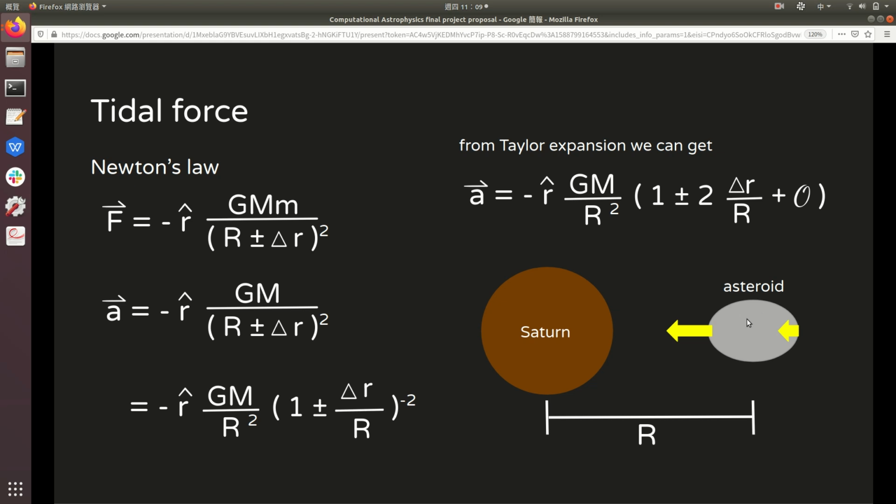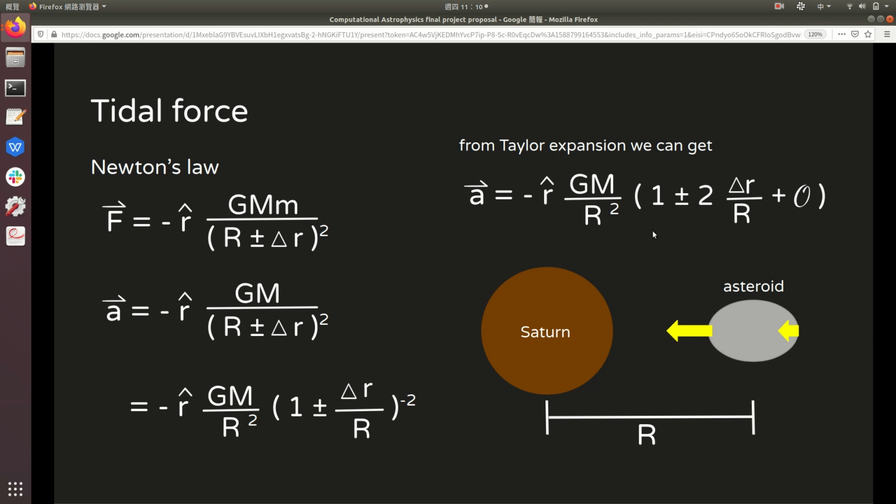Because the gravitational force is inversely proportional to r squared, here we'll get a larger gravitational force, and here we'll get a smaller one. The different value of the gravitational force will stretch the asteroid in this orientation and let it become elongated.